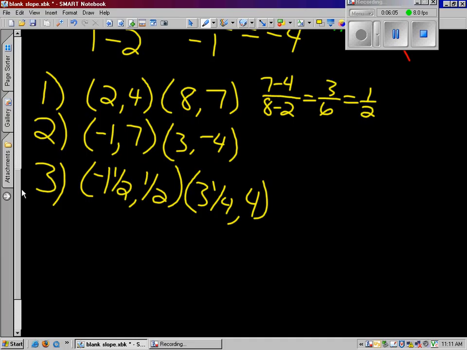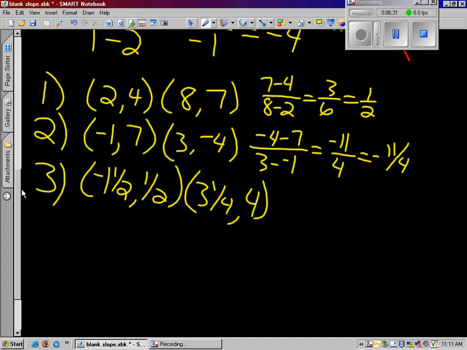Number 2, I'm going to get negative 4 minus 7 over 3 minus negative 1. Now yes, you could have done this in the other order. You could have gone 7 minus negative 4 and negative 1 minus 3, and you will get the exact same answer. On the top, we get negative 11 over 4, which is simply negative 11 fourths.